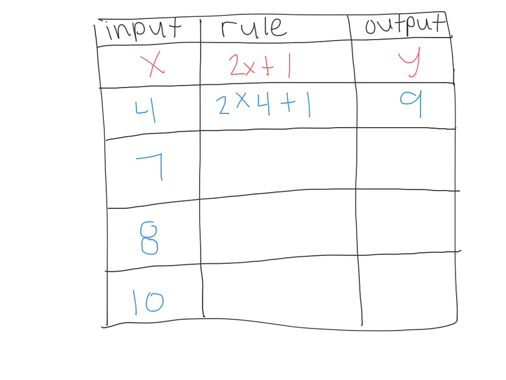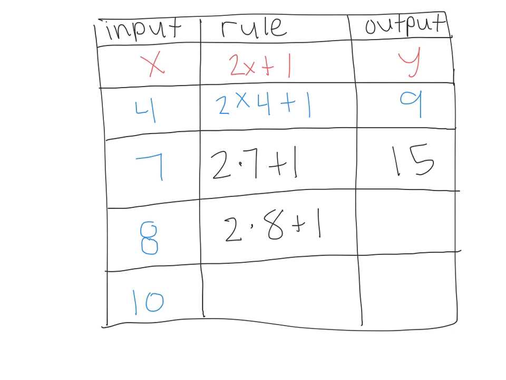So let's show you another one. 7 is our input. 7 is what our x is. So let's do 2 times 7, because 7 is x, plus 1. 2 times 7 is 14, plus 1 is 15. That's our output. Here we have 8. 2 times 8 plus 1.